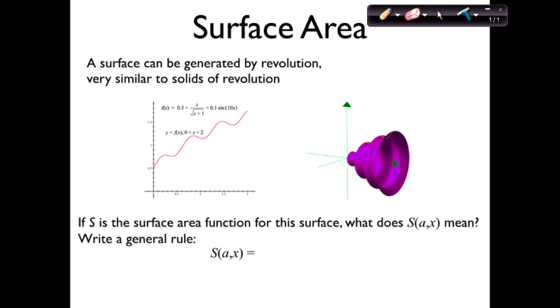Yes, sir, Nick. S of a, x means the surface area from where we start, point a, to any general point x. Good. So it's the amount of surface area starting from our fixed starting point a to any value x. It's a function, right? So as x changes, we get more and more surface area. This will also always be an increasing function. There's no signed surface area, no negative. Always positive, always increasing.